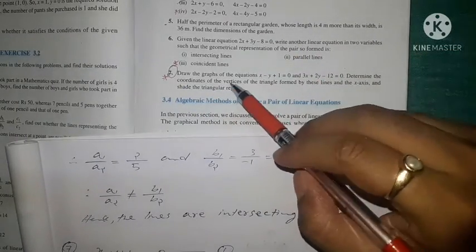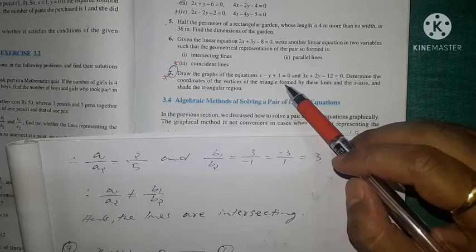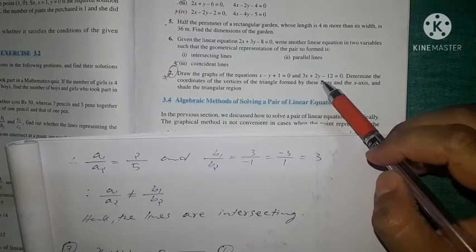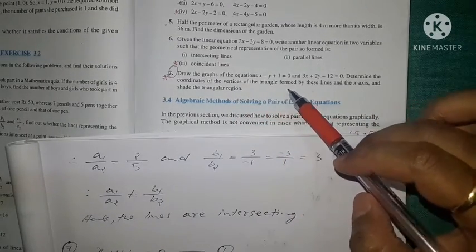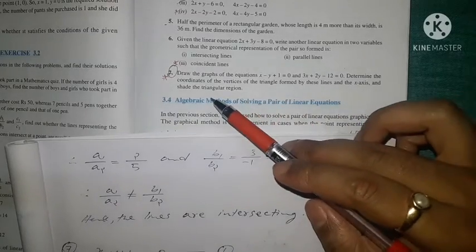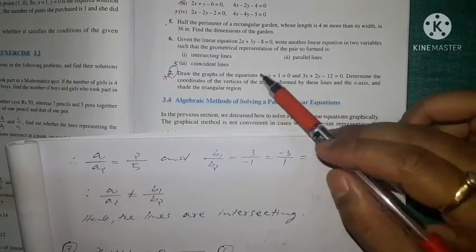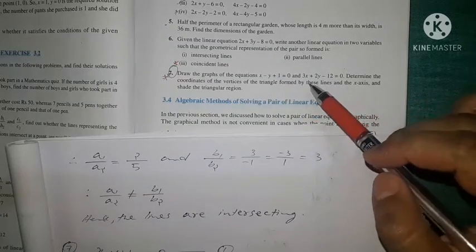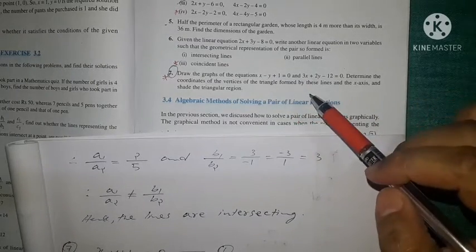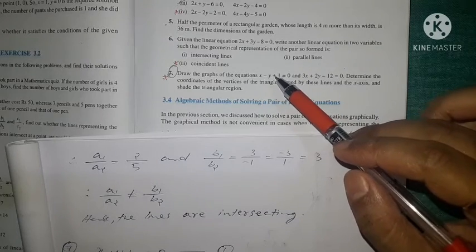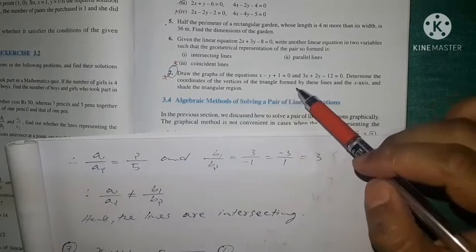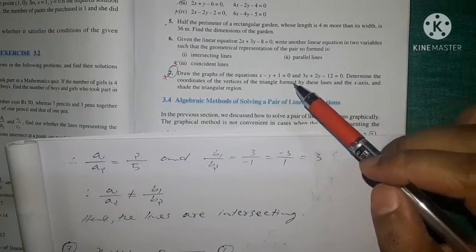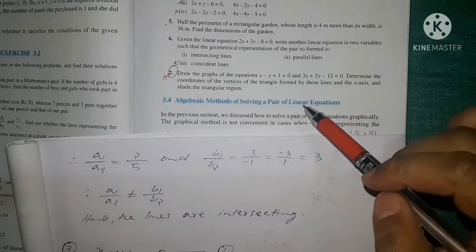Draw the graphs of the equations x minus y plus 1 equals 0 and 3x plus 2y minus 12 equals 0. Determine the coordinates of the vertices of the triangle formed by these lines and the x-axis and shade the triangular region. That means first we have to give a graphical representation for this given pair of linear equations, and after that we will see that the two line segments formed by these two linear equations will intersect with the x-axis, thereby forming a triangle. So we have to shade the triangle and name the coordinates of the triangle.